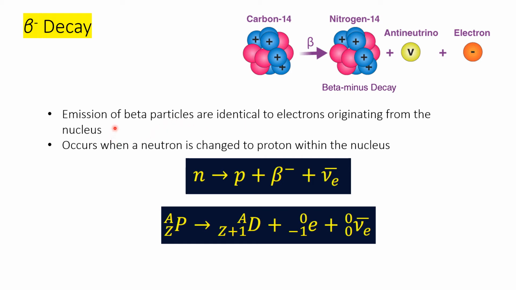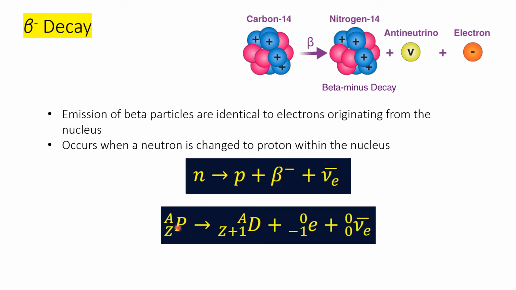In your beta decay, your beta minus decay occurs when a neutron is changed to a proton within the nucleus. And this is again the form of your beta minus decay. So your N decays into a proton, emits your beta minus, your electron, plus your antineutrino. And you can use this formula here in order to write the equation for your beta minus decay.